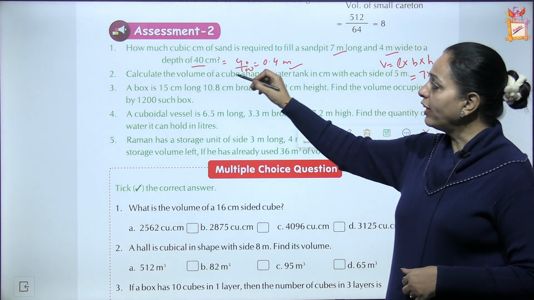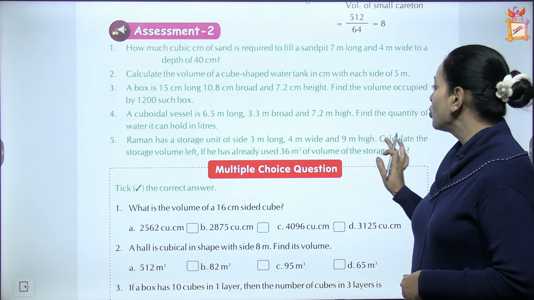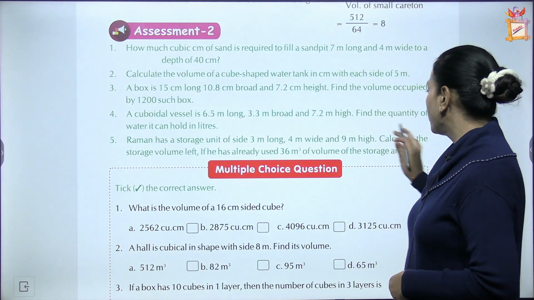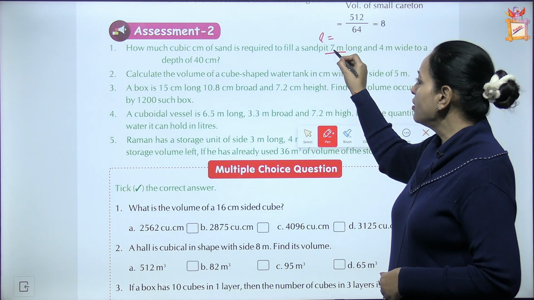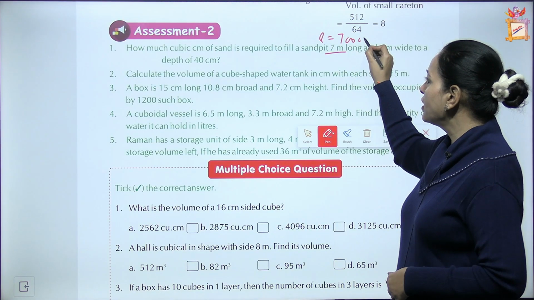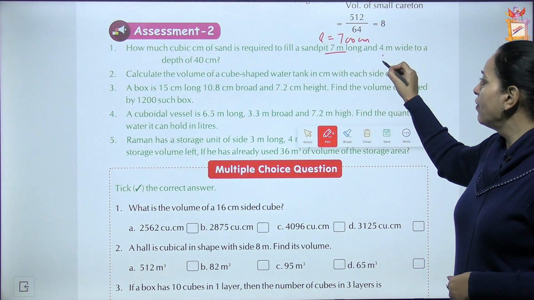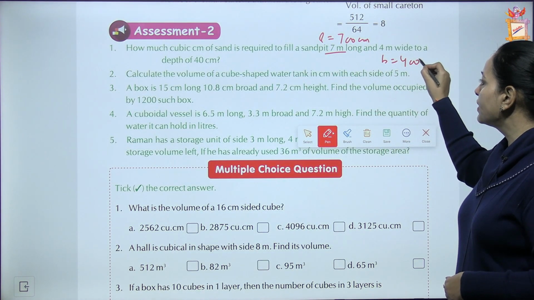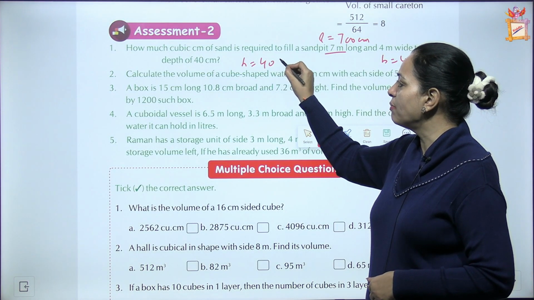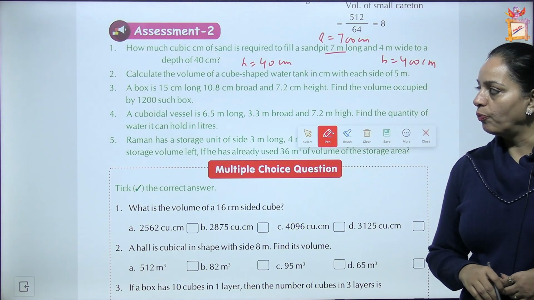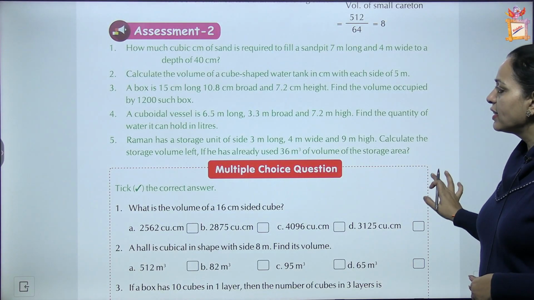But we have to find in cubic centimeter. So it means we have to change the dimensions into centimeter. I did in meter. So 700 centimeter, it would be easy. Then breadth is 400 centimeter and then height is 40 centimeter. So find the volume. Okay. Similarly, you can try the second question.